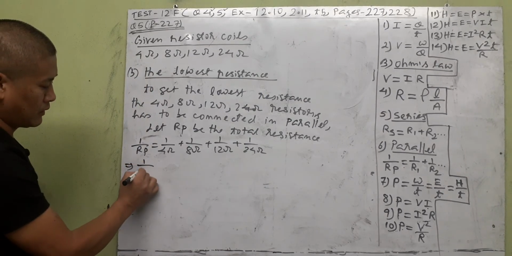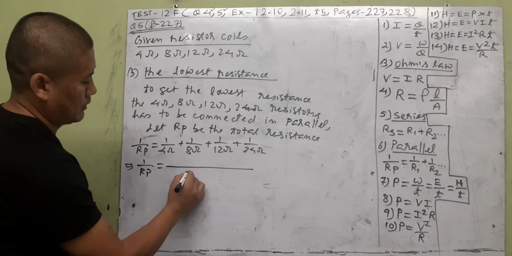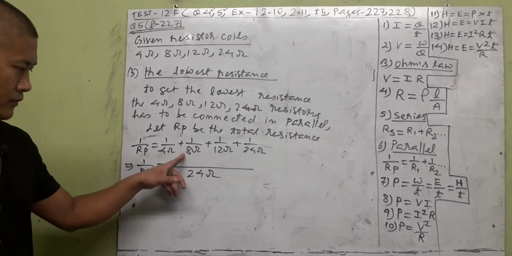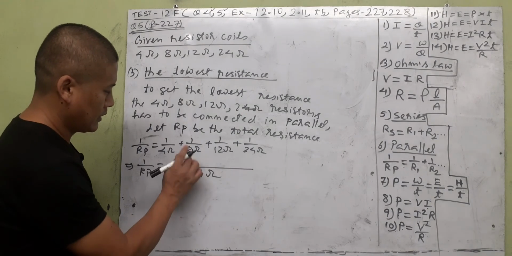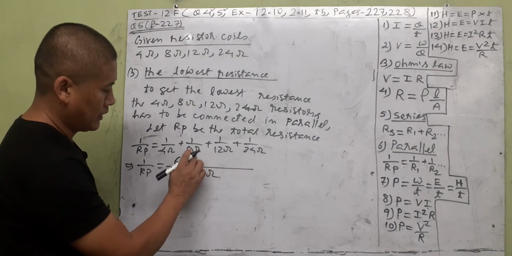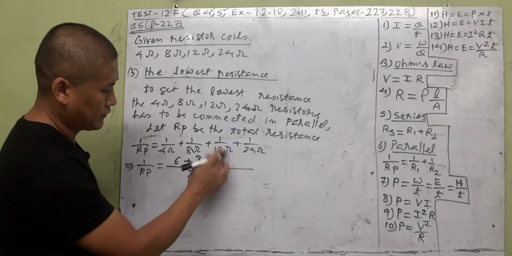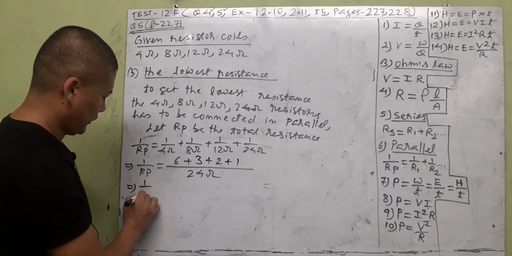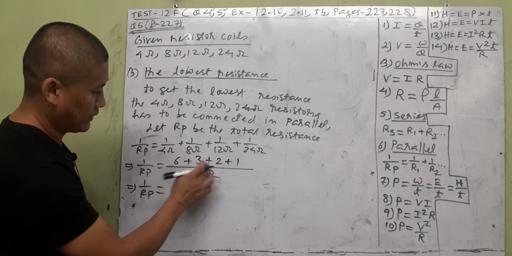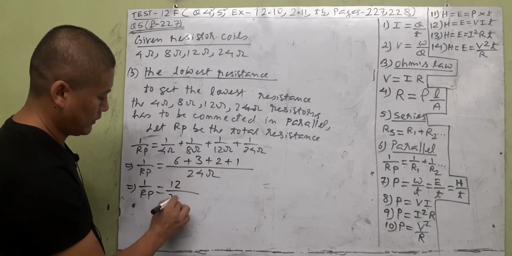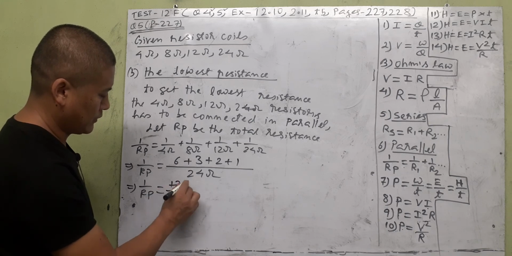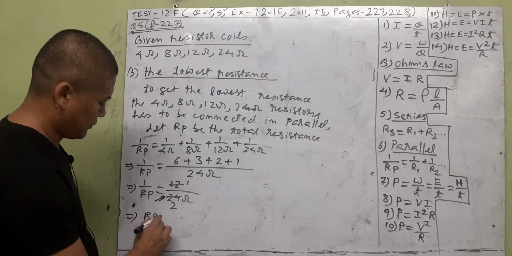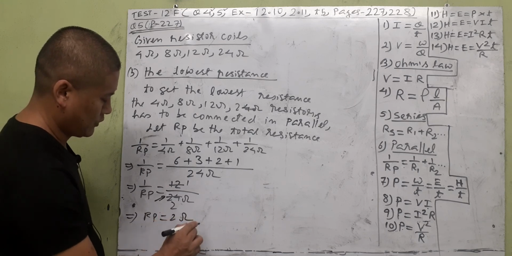Just check. 1 by RP is equal to 1 by 4 plus 1 by 8 plus 1 by 12 plus 1 by 24. 24 is the LCM, because all these numbers go into 24. 4 6s are 24, 6 1s are 6, 3 8s are 24, 3 1s are 3, 12 2s are 24, 2 1s are 2, 24 1s are 24, 1 1 is 1. So we're going to get 1 by RP equal to 6 plus 3 plus 2 plus 1, that is 12, so 12 by 24 ohms. So 12 1s are 12, 12 2s are 24, let us say. Cross multiply, RP into 1 is RP, 2 1s are 2 ohms.